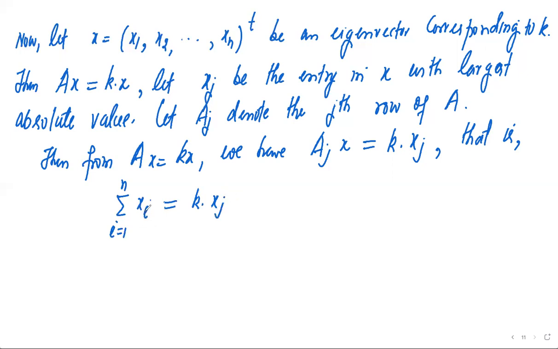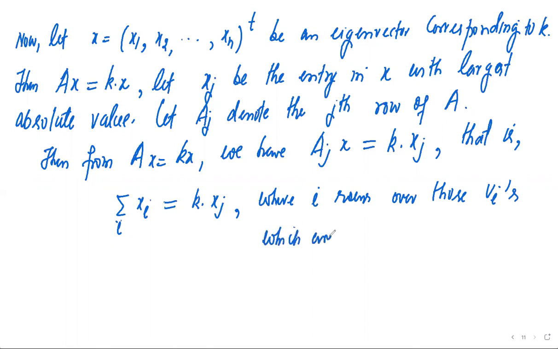But actually we don't have the sum running over i from 1 to n. So this is the summation of xi equal to K times xj, where i runs over those vi's which are adjacent to vj. Because when we multiply this Aj with the column vector x, we will have a non-zero entry xi only if that ith vertex is adjacent to the jth vertex, and on the right hand side we have xj.